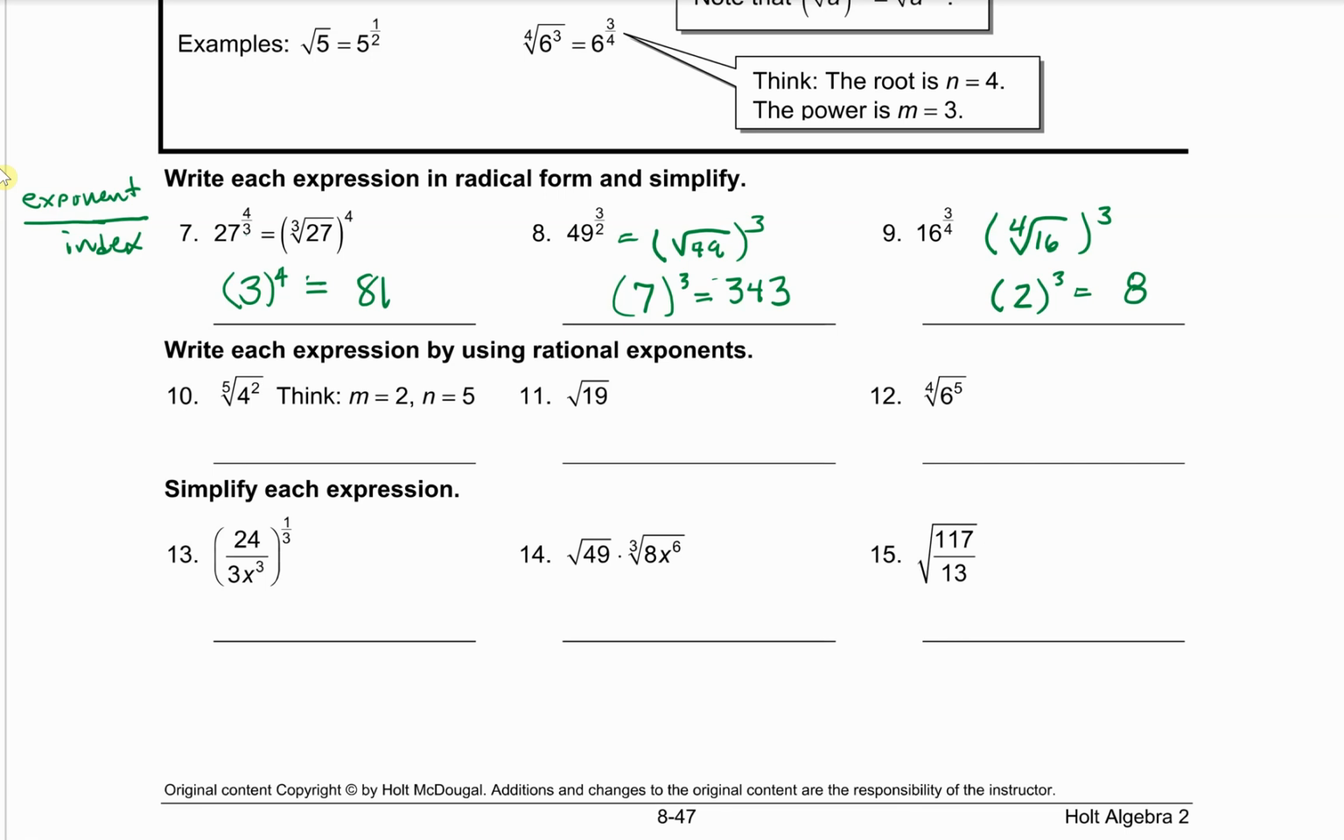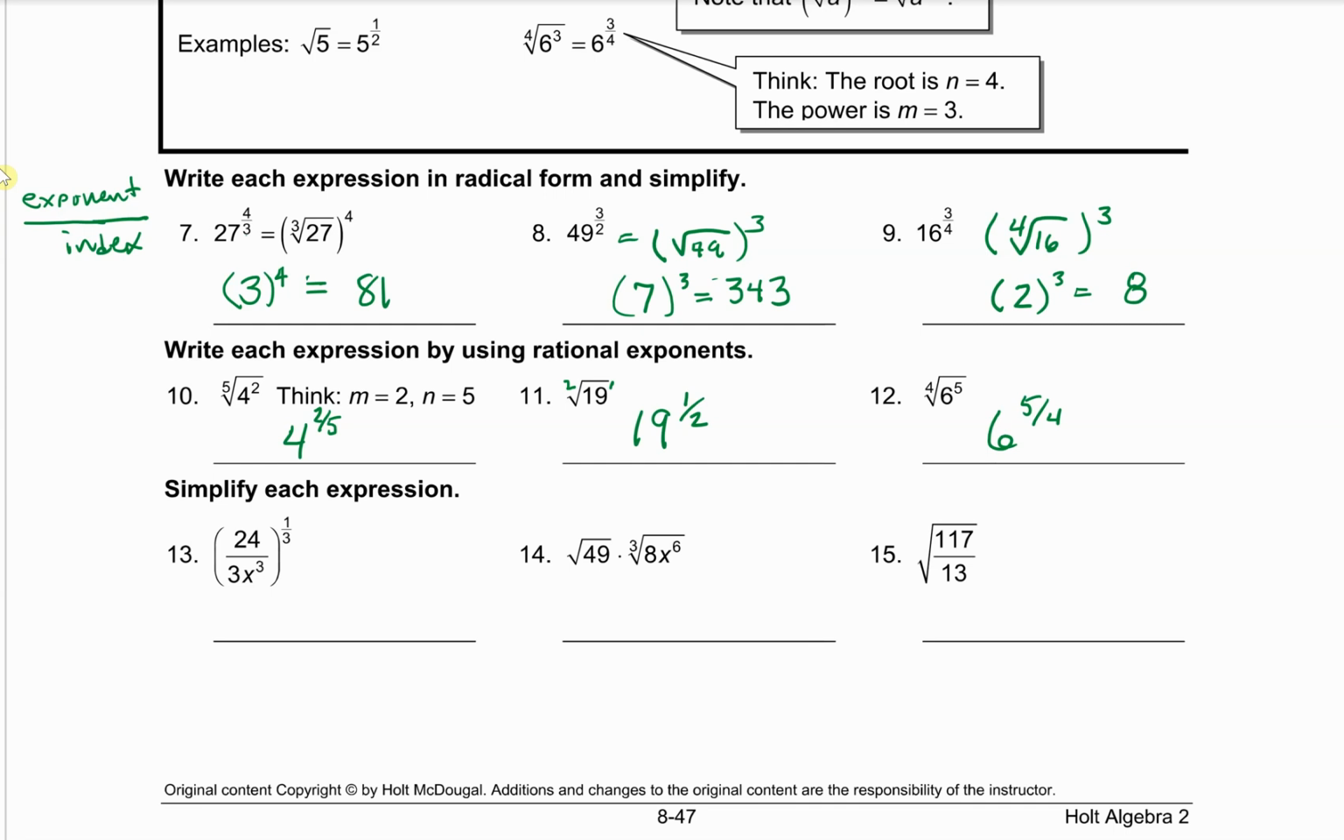If I want to rewrite these as rationals, just like I said, you've got the exponent in the numerator and the index is your denominator, so I have 4 to the 2/5 power. Square root of 19. 19 to the 1/2 power. Remember that if you don't have an index, we assume it to be 2. If you don't have an exponent, we assume it's 1. Fourth root of 6 to the 5th. 6 to the 5/4 power.